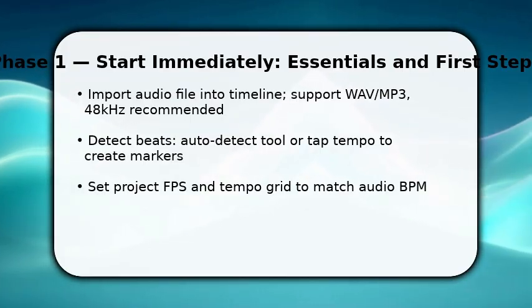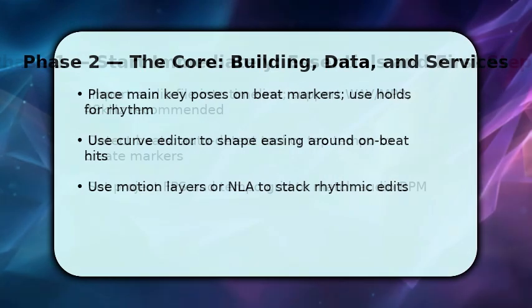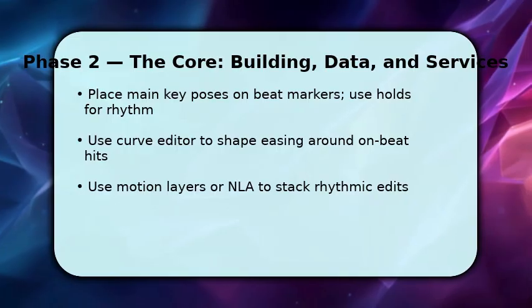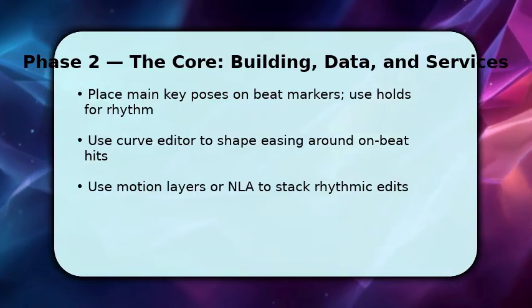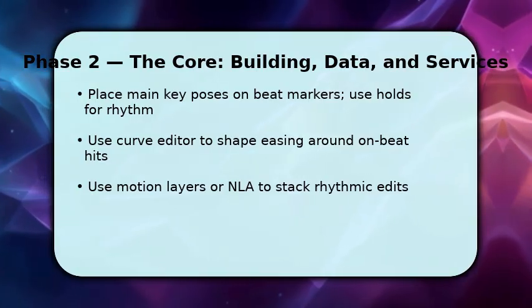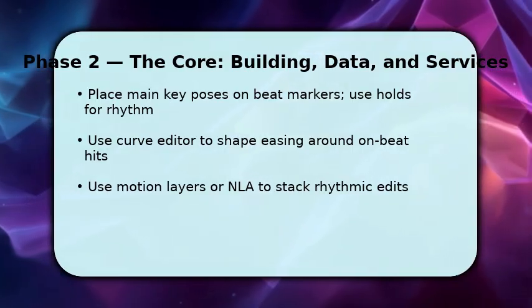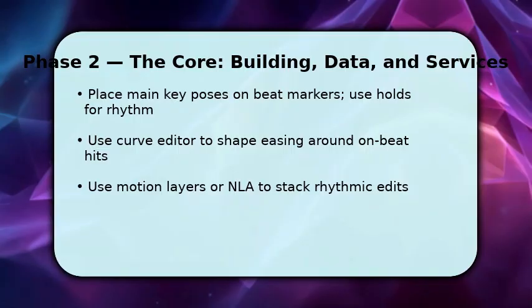Make sure to name markers clearly so you don't lose timing reference as you proceed. You now map your main key poses to the beat markers, put strong hits on downbeats and fills on offbeats. Once poses are placed, use the curve editor to tighten easing so impacts land exactly, reduce overshoot on hit frames, and add fast in and slow out for accents.